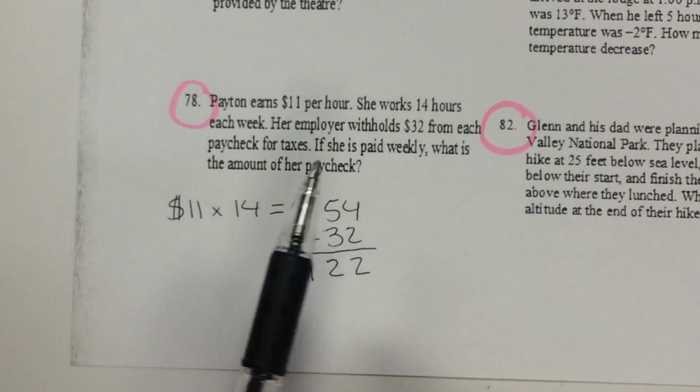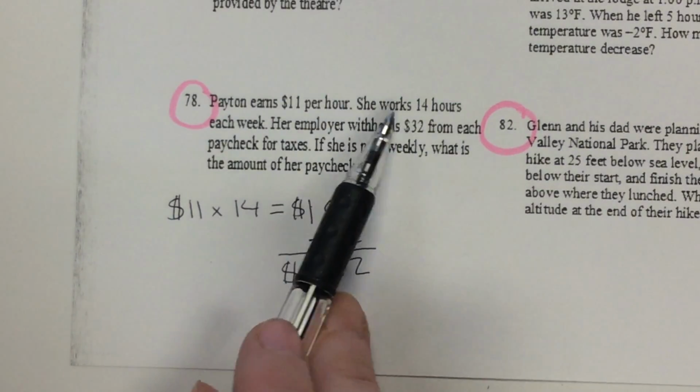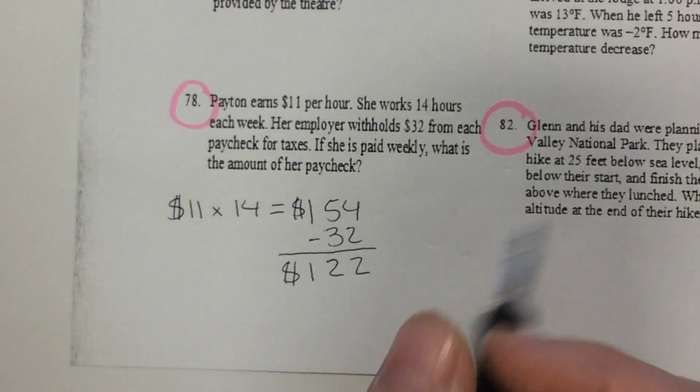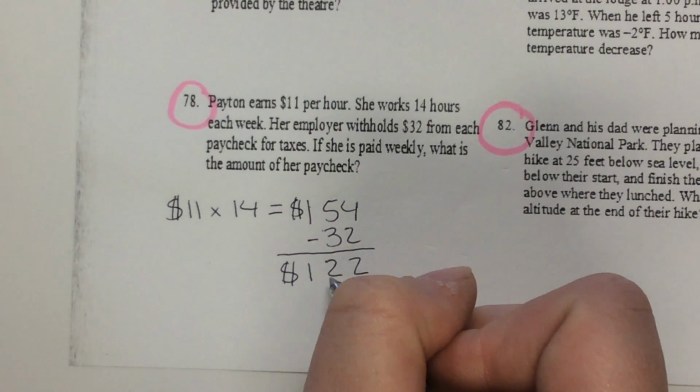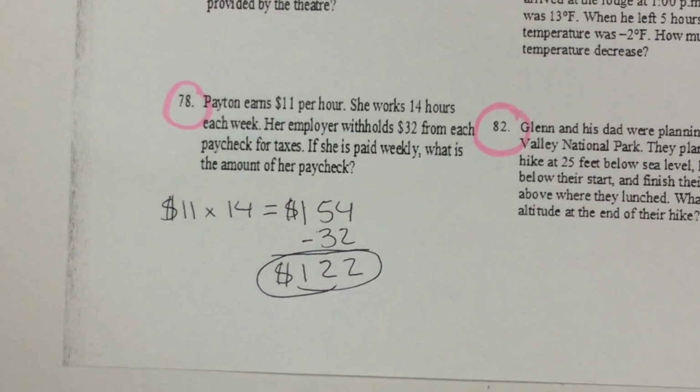Okay, let's keep going. If she gets paid weekly, what is the amount of her paycheck? Okay, well, this is how many hours she works each week. We did the math, so this is going to end up being our answer. She is going to make $122 each week.